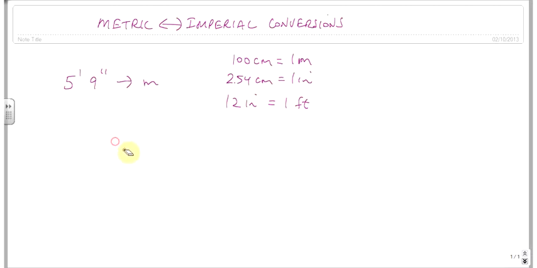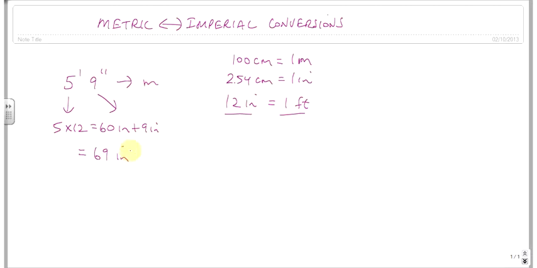Well, most of us are pretty familiar that there's 12 inches in 1 foot. So 5 feet, without writing out all the units and the brackets, I think most of us can figure out pretty quickly that's 60 inches. I have 60 inches, and I have 9 inches, so 5 foot 9 inches is the same as 69 inches. Now I want to convert this to meters.